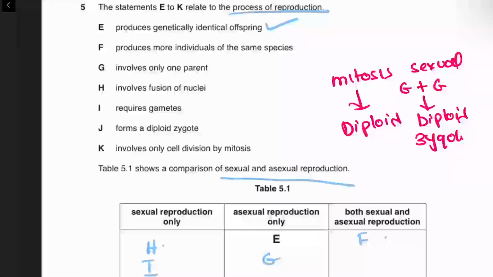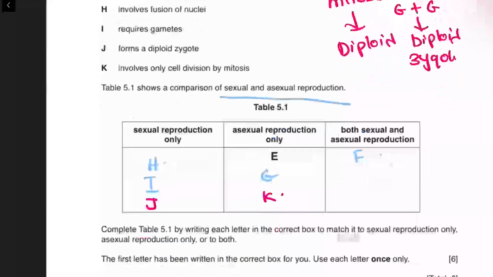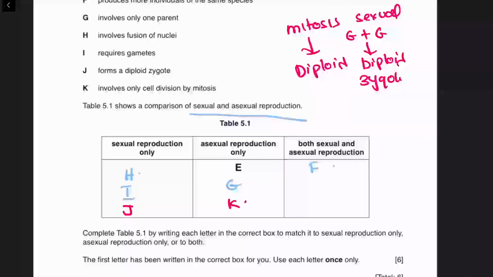So J is over here. Involves only cell division by mitosis. K, asexual only. That is your answer. In sexual reproduction, there is no mitosis. These are both. Until the zygote is formed, it is sexual reproduction.